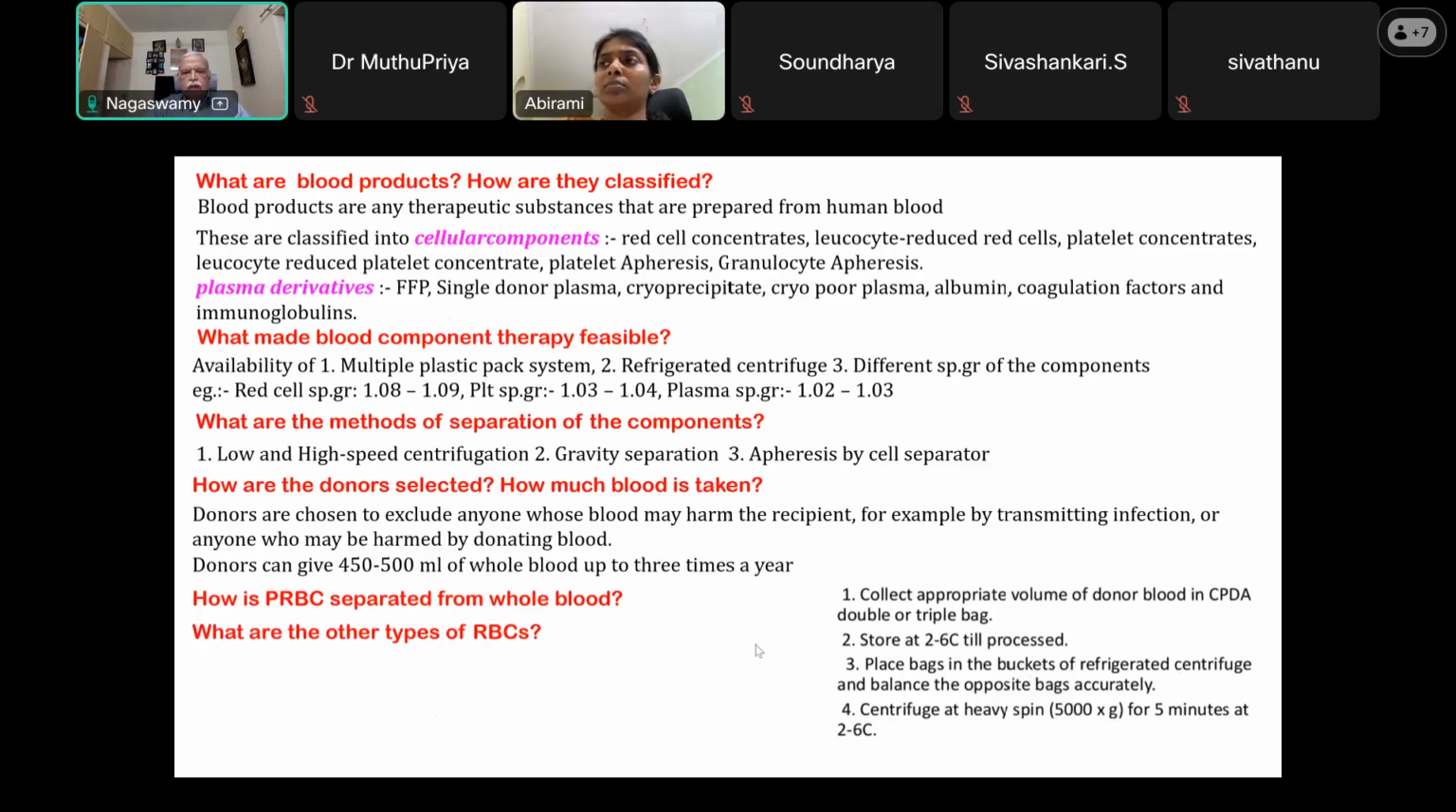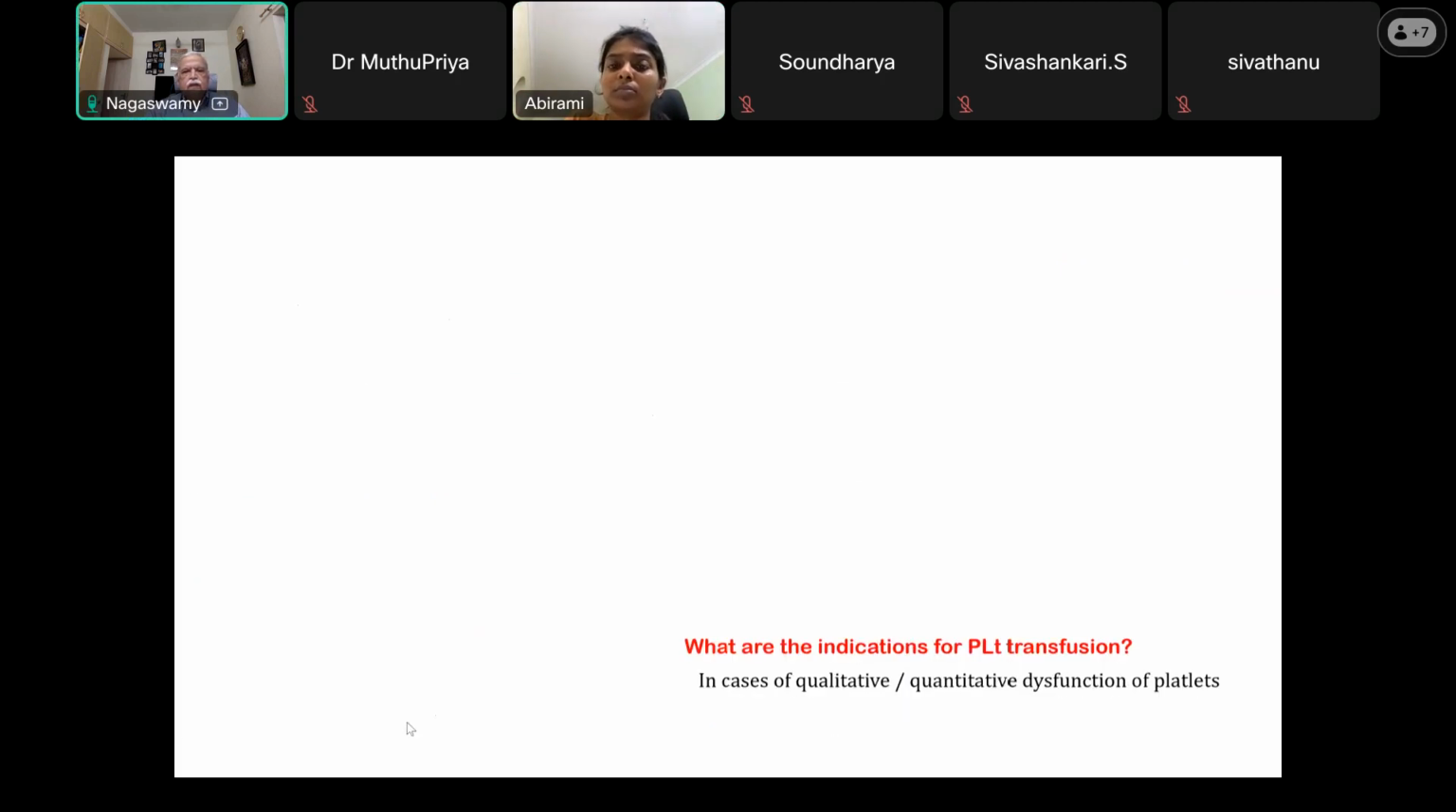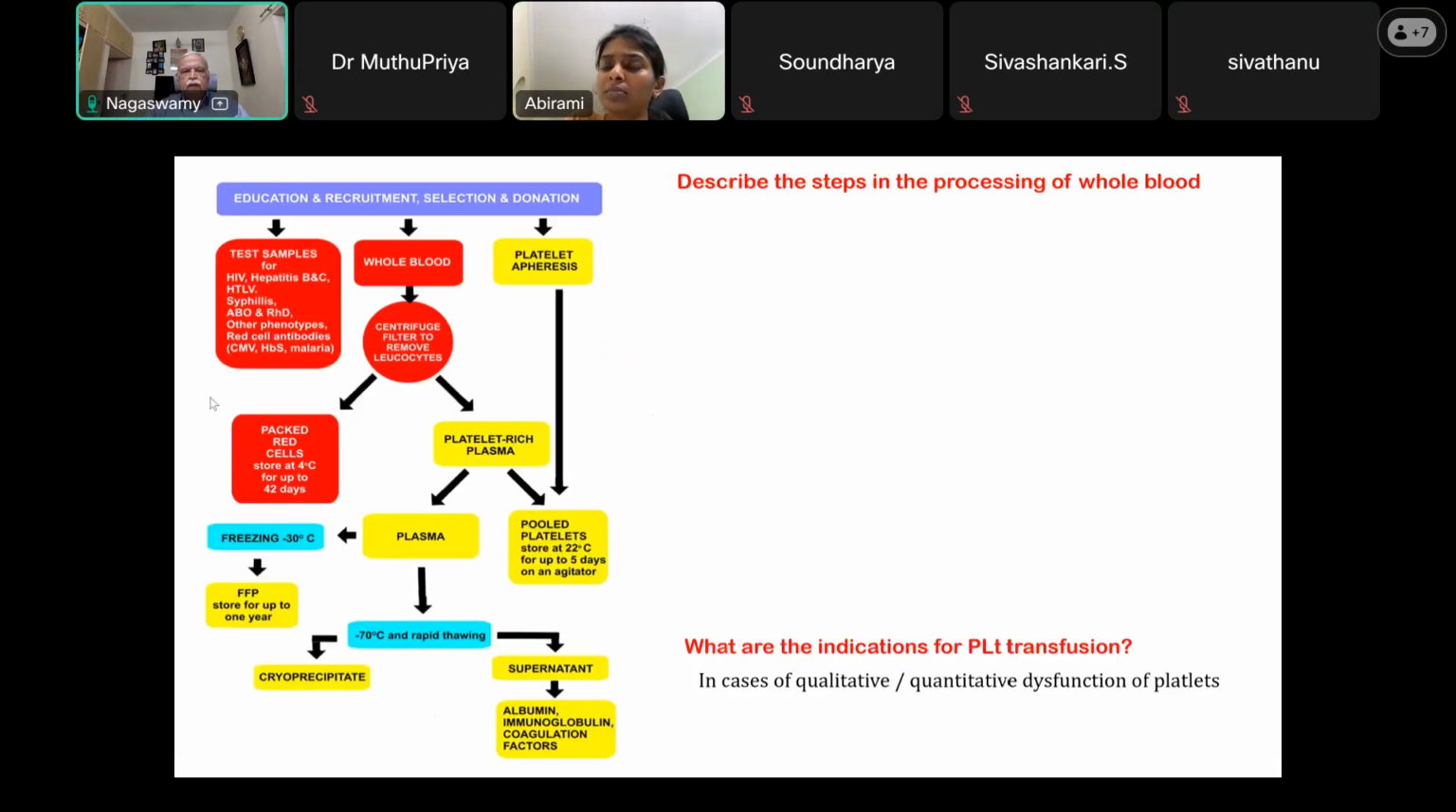We can separate them. The other types are microaggregate free irradiated red blood cells and leukocyte depleted red cells to prevent the unnecessary reaction through these white cells which can happen. And the steps in the production of this, this is a flow diagram which shows how to do that. Whole blood is centrifuged to remove the leukocytes, then that will get you the packed red blood cells. And the supernatant fluid will be the platelet rich plasma.